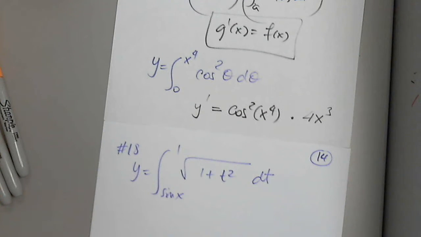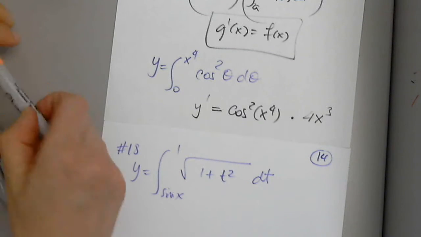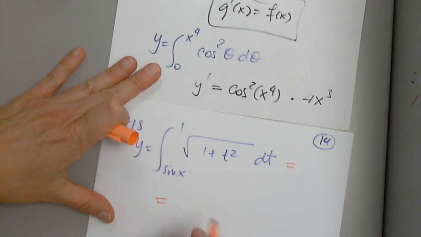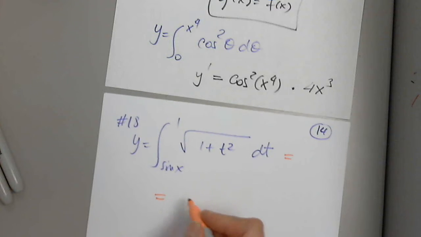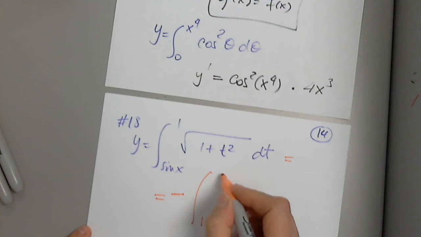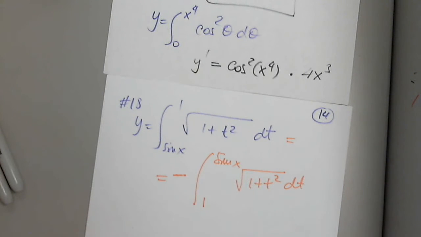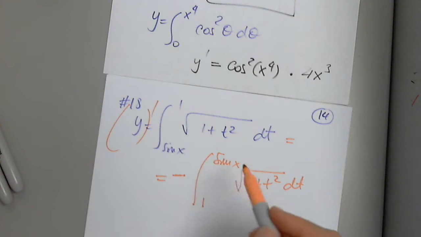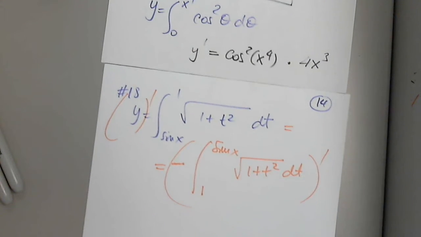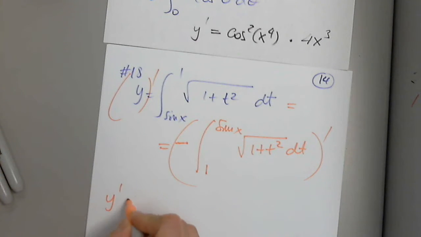Now I observe something that tells us that this is not ready for differentiation yet. Yes, Ricky? So I will have to write that this equals what? Exactly. The integral from 1 to sine x of the square root of 1 plus t squared dt. Now I can differentiate the beginning and I can differentiate the end. So then y prime, and dictate when you're ready.